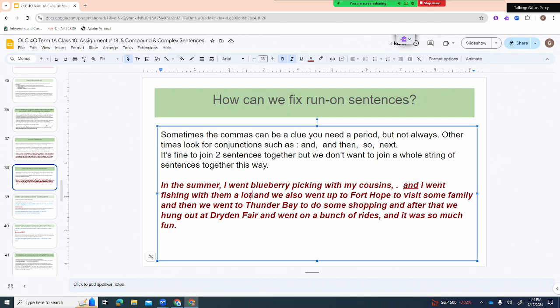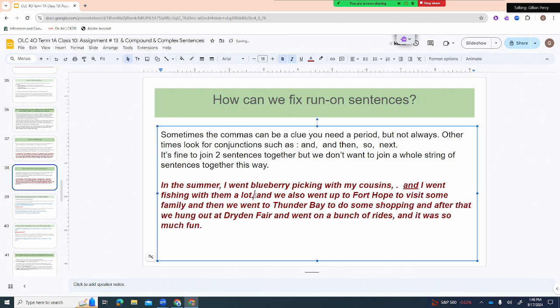I'm going to put a period. I don't need the word "and." I'm going to cross it off. I'm going to underline "just in case" instead. We also went to Fort Hope.